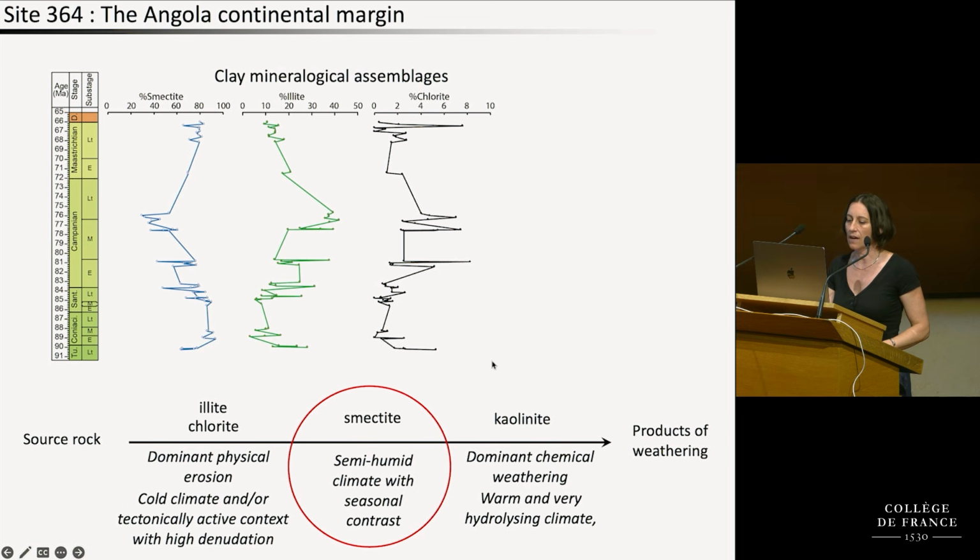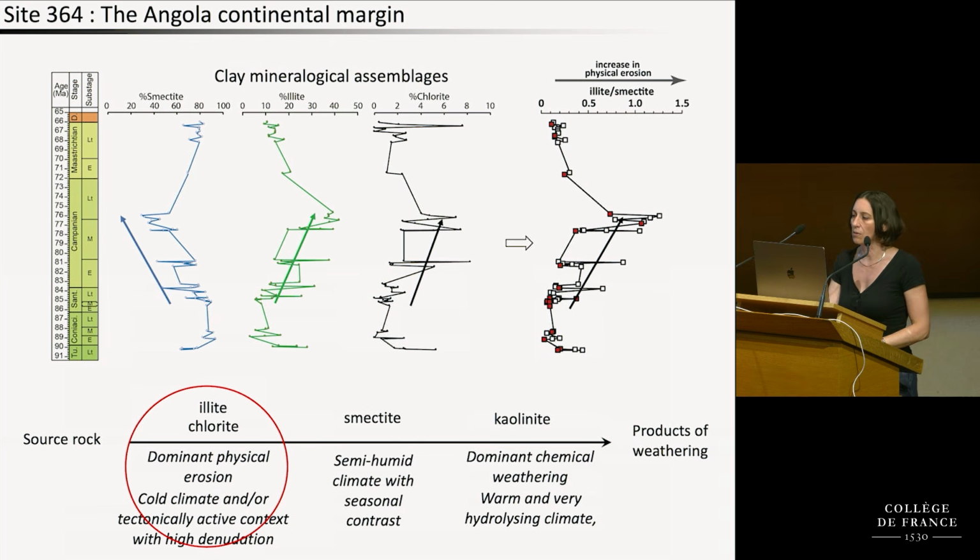So these different assemblages in clay minerals can give us an indication on the dominant physical erosion versus dominant chemical weathering as well. And illite and chlorite typically are produced either in cold climates that limit hydrolysis, or in very tectonically active contexts with high denudation rates, which produce this kind of clay minerals. So if we look at this evolution, we can see that there is this increase in primary clay minerals during the middle of the late Cretaceous relative to the smectite. This can be summed up by the ratio between illite and smectite, which nicely shows this increase in the proportion of primary minerals, and thus that can be interpreted either as a cooler environment or also as more active tectonic settings.